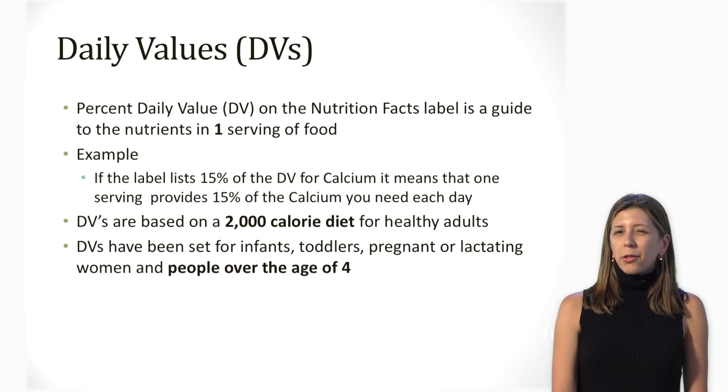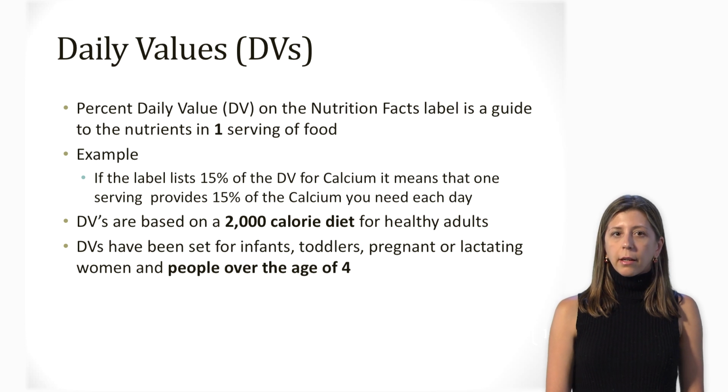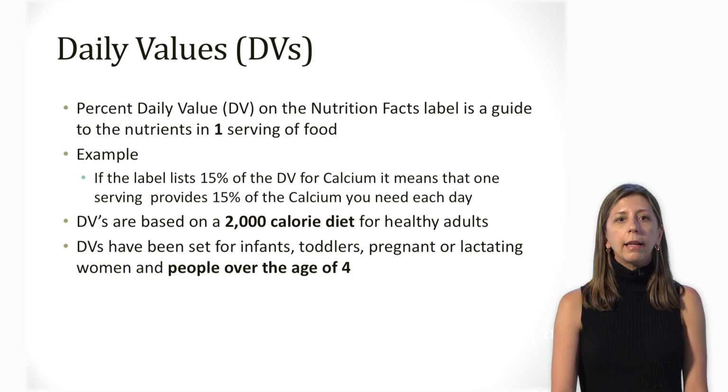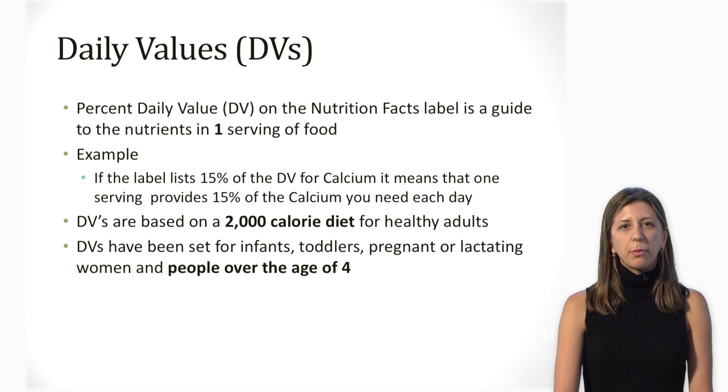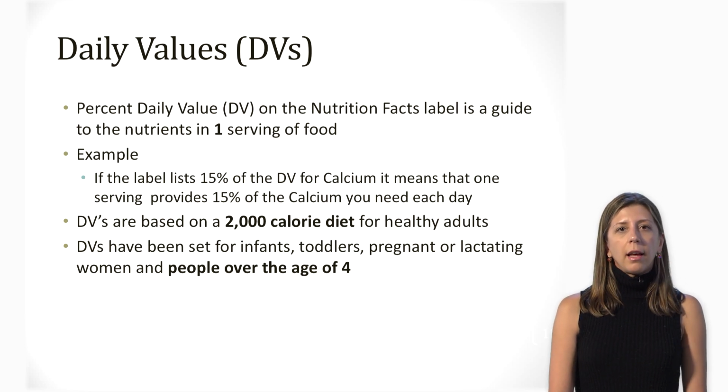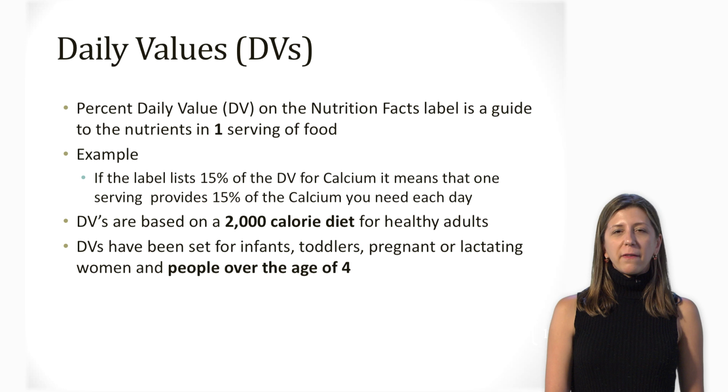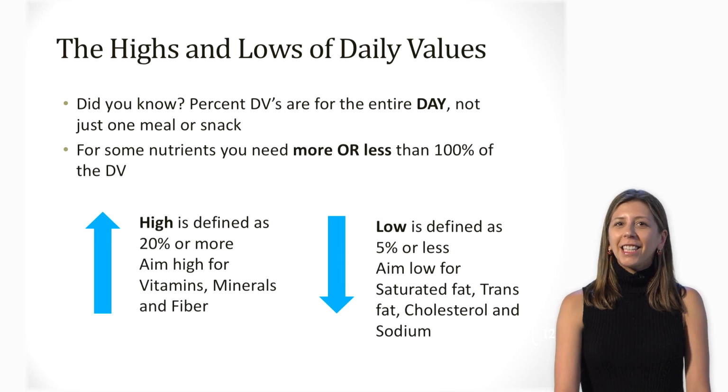And the thing that's tricky about daily values is that if you actually looked at the numbers they're based on, they're separated. They're a little bit different depending on what life stage group you're in. So there are daily values that have been set for infants and toddlers, pregnant or lactating women, and all people and adults over the age of 4. Luckily, on most food labels we see out there, the DVs are set for people over the age of 4, because that's most of the food that's out in the grocery stores, right? Most of us are over the age of 4, so the daily values are certainly based on that life stage group.